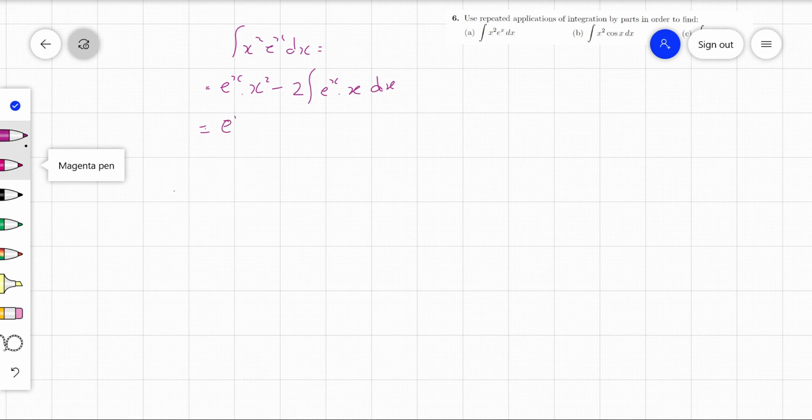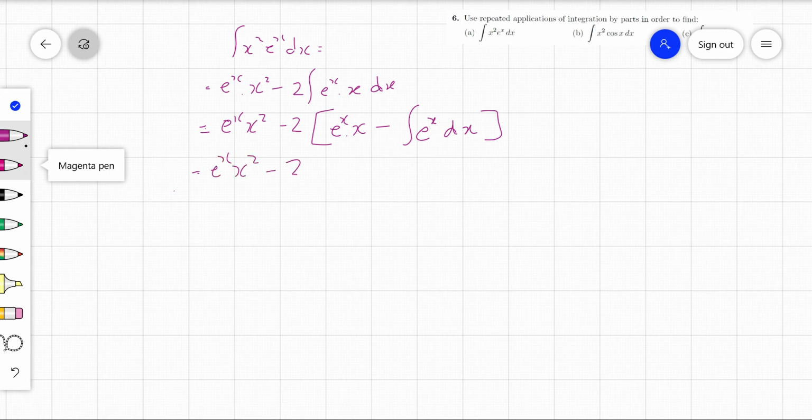So here I've got my e to the x times x squared, and then I'm going to do minus 2 lots of, we're going to do it again. So I'm going to integrate e to the x, leave the x, minus, I've already integrated the e to the x. Now I can differentiate the x and I'll just get 1. So I've just got e to the x dx there.